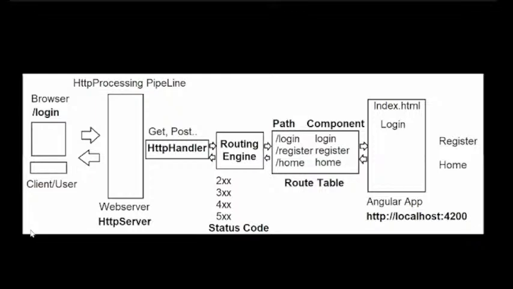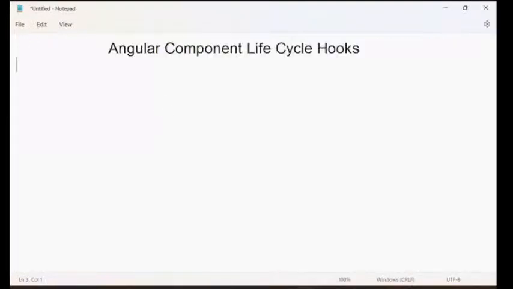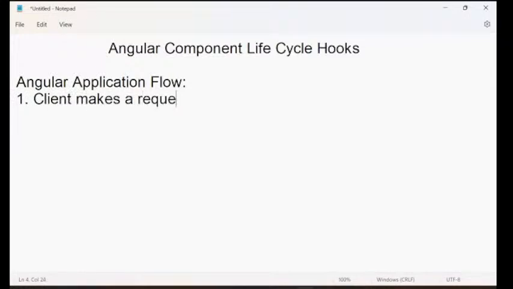First important is this diagram, which I will upload. First, I will explain the process. First thing, what is the Angular application flow? In the Angular application flow, the first thing is the client makes a request from the browser. It will be like http://localhost:4200/login.